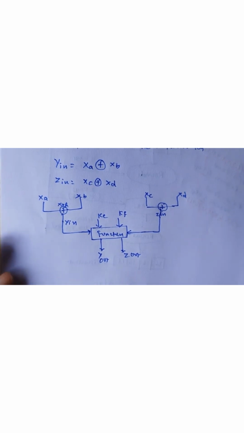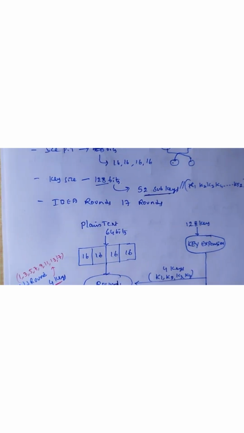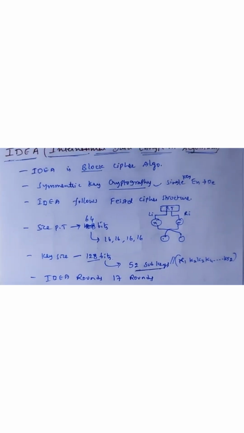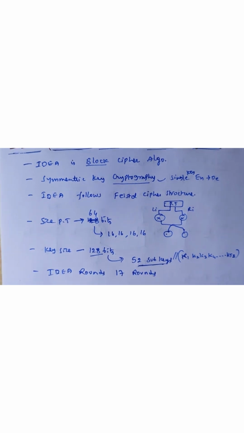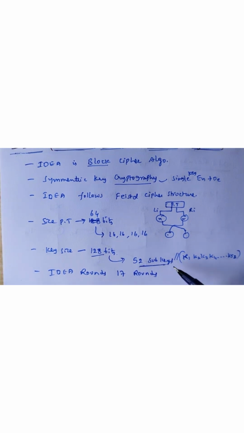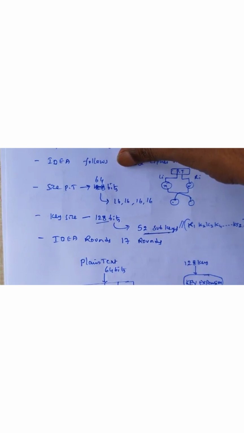Okay, this is about the even rounds operation. Clear? This is about the IDEA algorithm. What is the IDEA algorithm? It is a block cipher. It is symmetric key cryptography. The IDEA algorithm follows the Feistel cipher structure. The plain text size of the IDEA algorithm is 64 bits. These 64 bits will be divided into 4 parts of 16, 16, 16, 16 bits, and the key size is 128 bits. Here the 128-bit key will be converted into 52 subkeys.